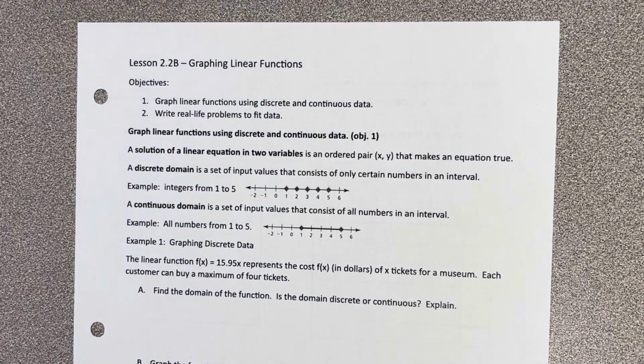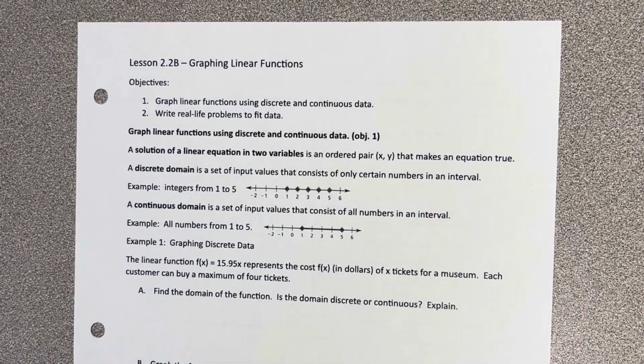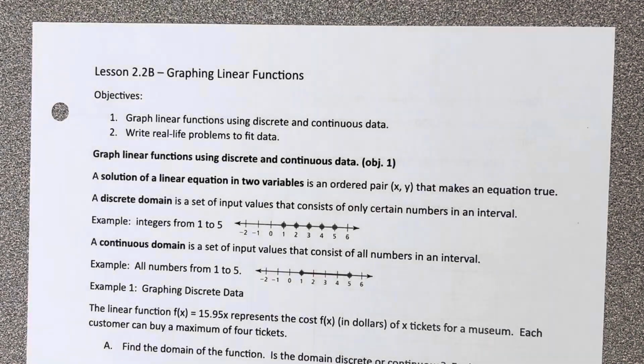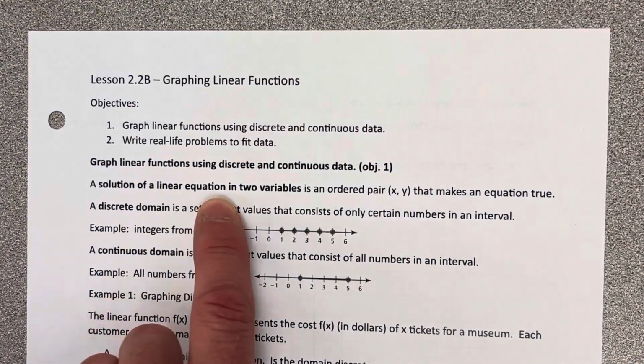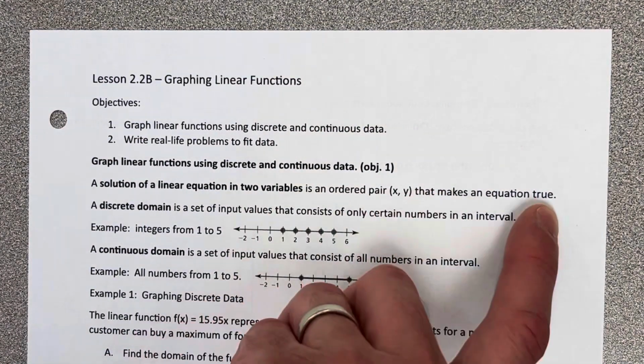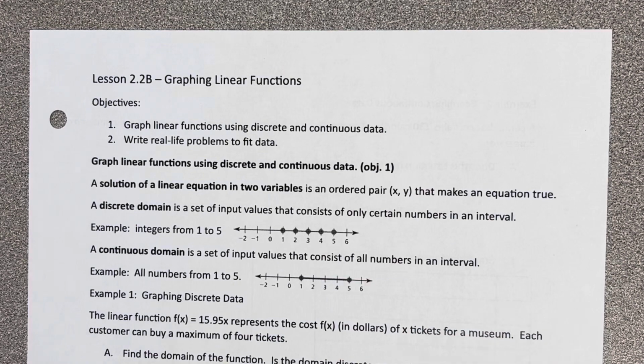And the big thing about today is not so much the graphing. I mean, we are going to graph, but we're going to really focus on discrete versus continuous data. Okay, so that's what we're going to look at today. And notice it's talking about a solution of a linear equation in two variables. It's an ordered pair x, y that makes an equation true. When you have all those different coordinates, you can plot them and it'll be a line.